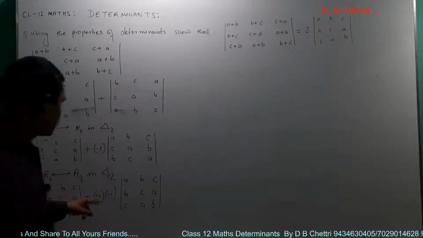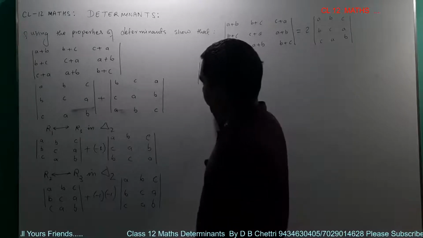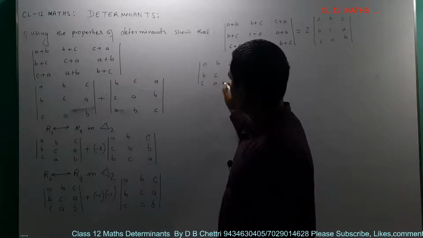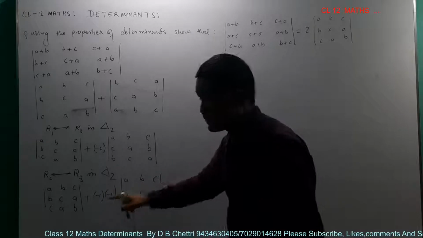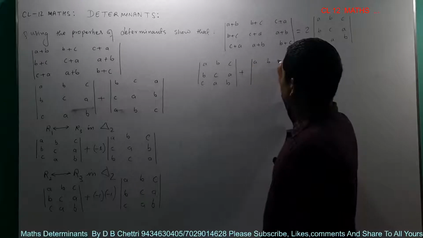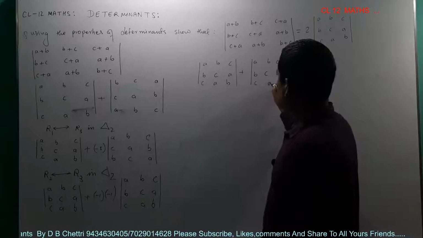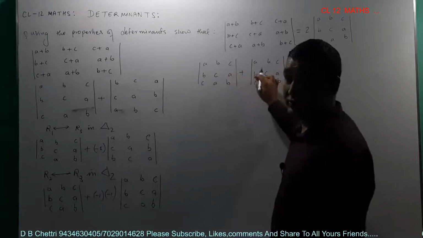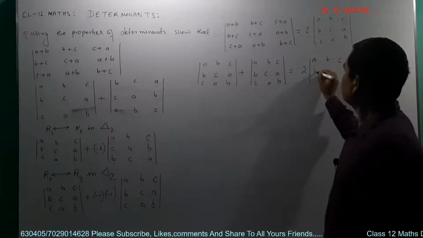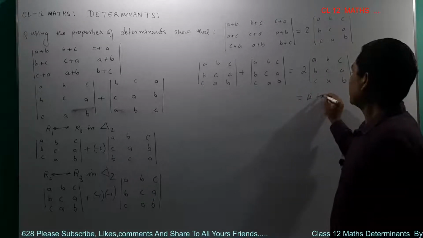Let's simplify once. A, B, C, B, C, A, C, A, B, then minus minus plus, then the same A, B, C, A, B, C, B, C, A, C, A, B. Now apple plus apple, 2 apples. Now this equals 2 times A, B, C, B, C, A, C, A, B. Now we got the right hand side. This way we can prove it.